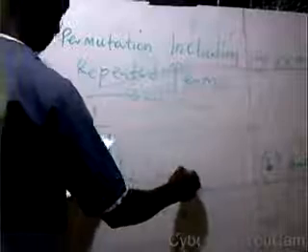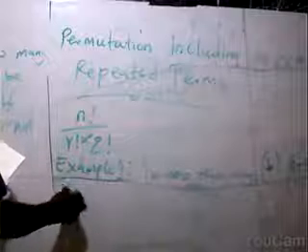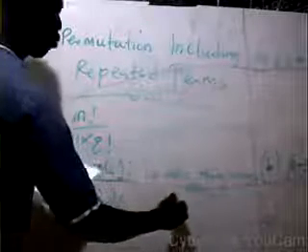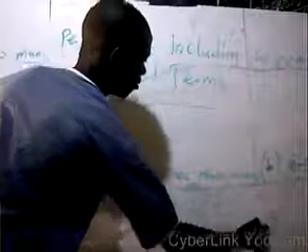In how many ways can the letters of the word position be arranged? The letters of the word position. In how many ways can it be arranged?